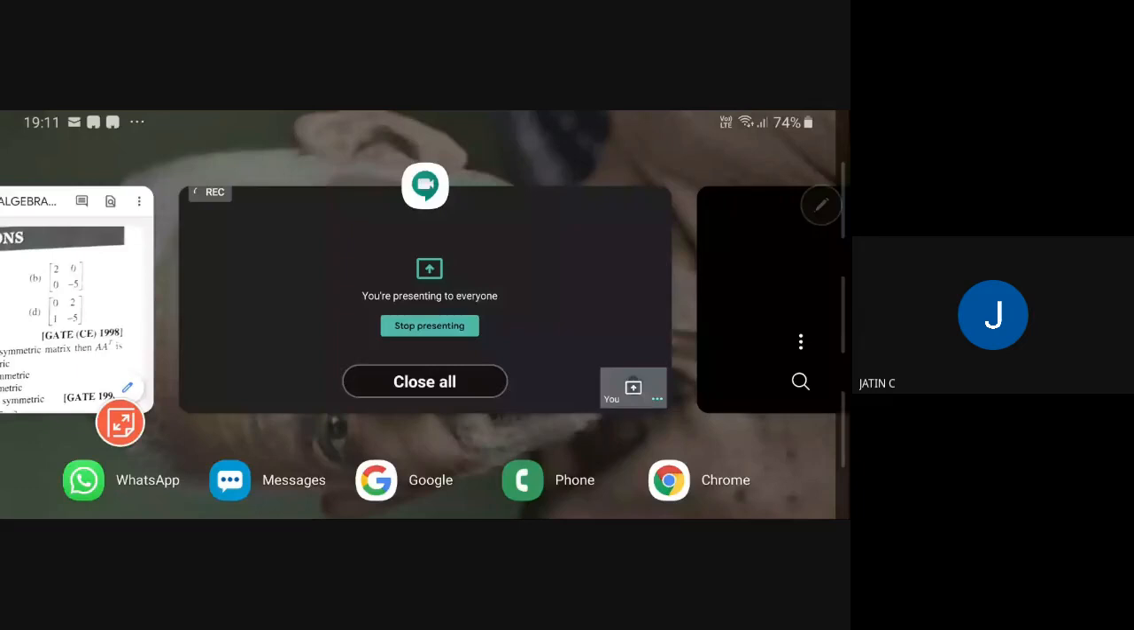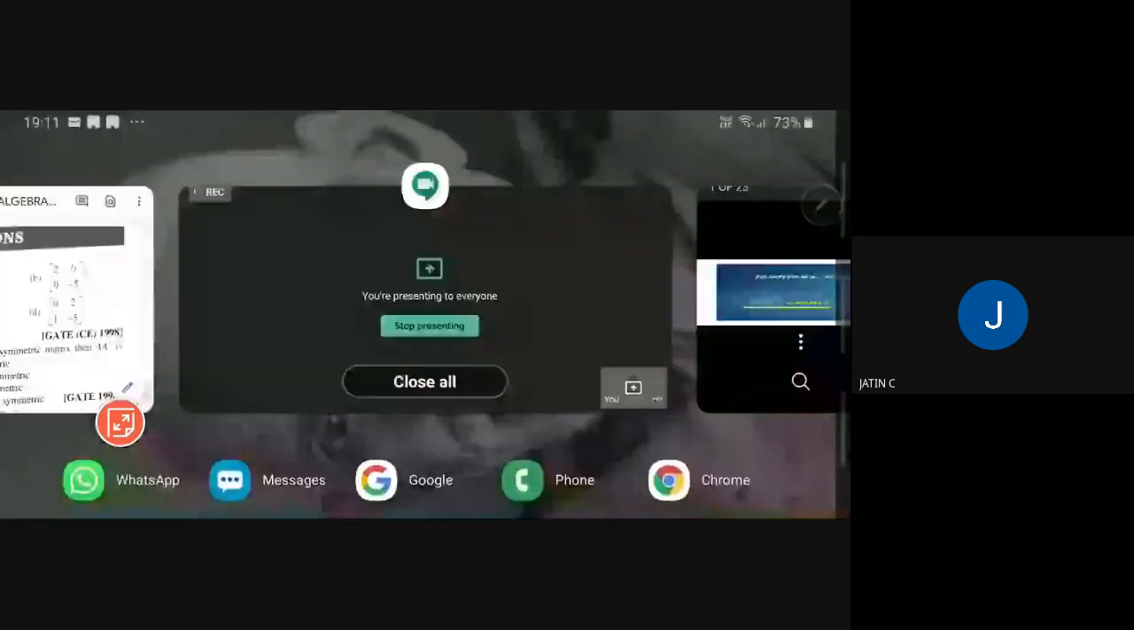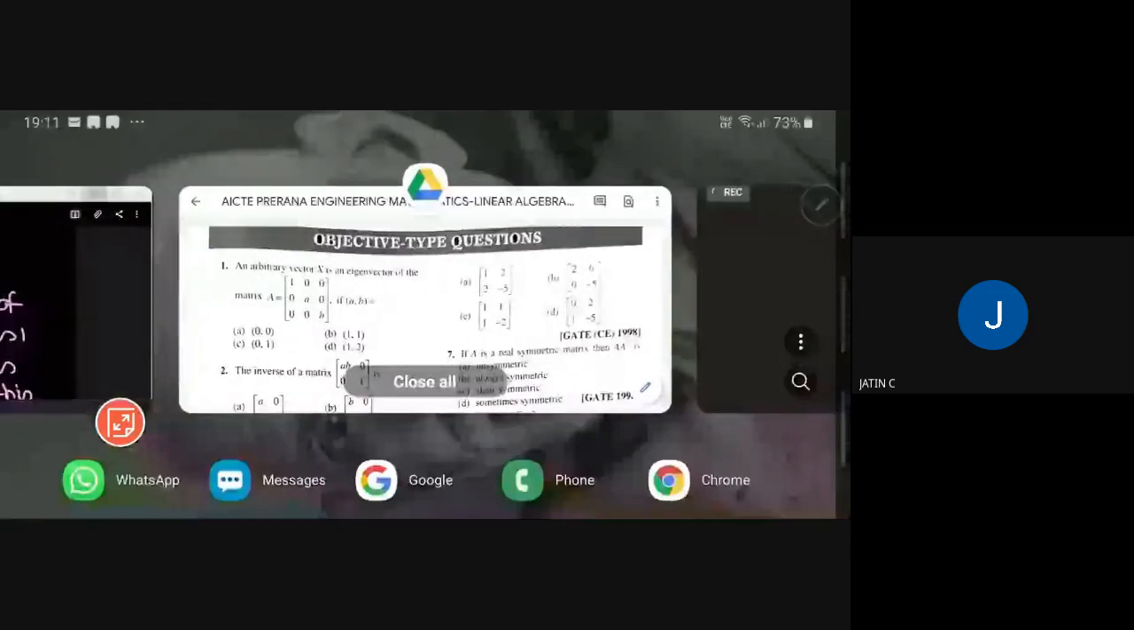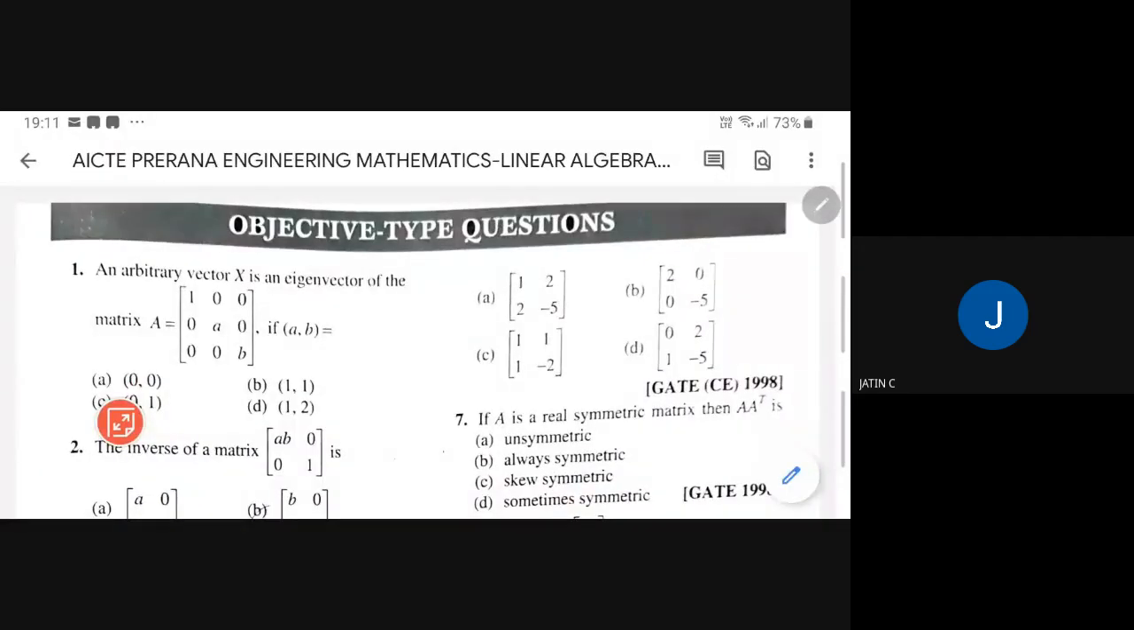So today we focus on problem solving session. See here, this is the question bank which I have shared with you in the classroom folder.